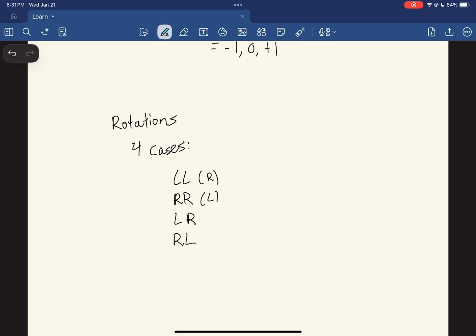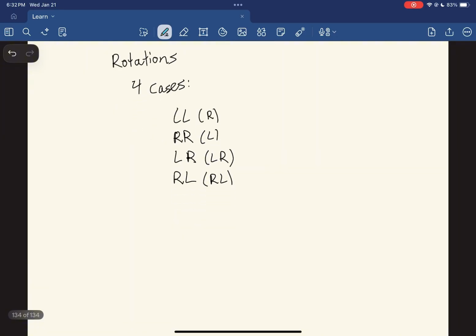If it's LR, that means the left child is heavy on its right side. When that happens, you do exactly the letters LR: a left rotation into a right rotation. And then same for the RL: you do a right rotation into a left rotation. So I will obviously show an example.